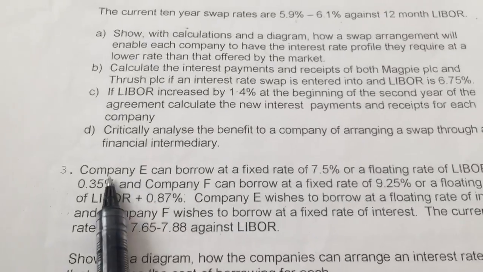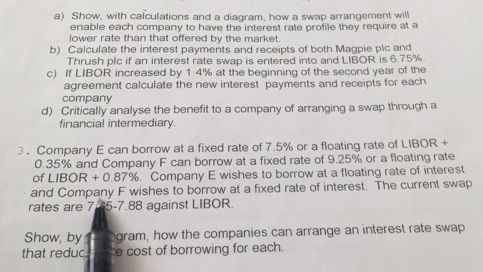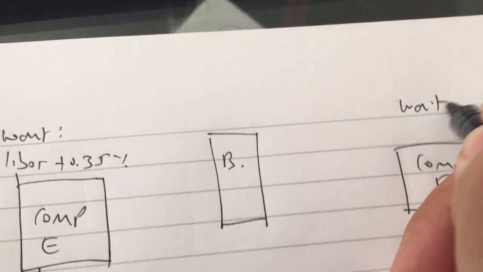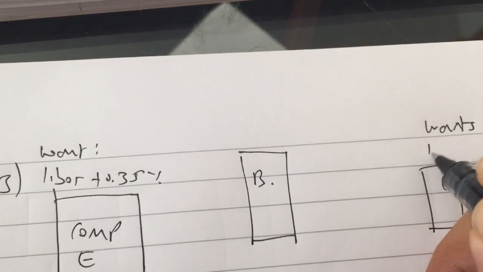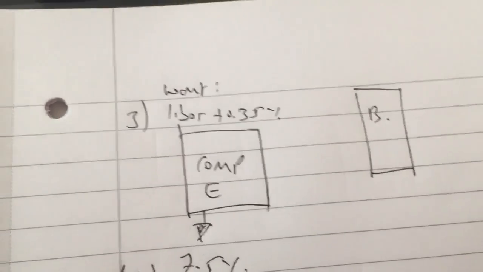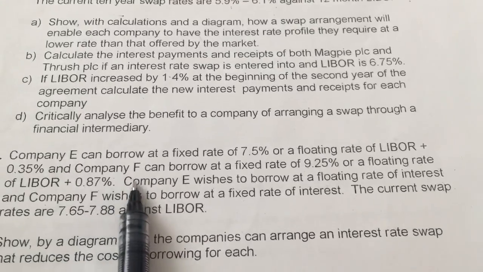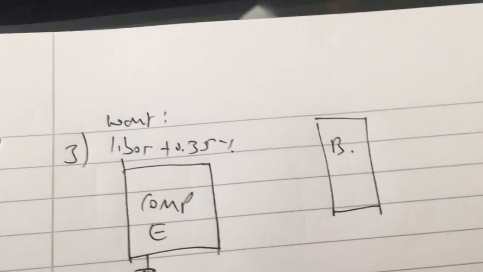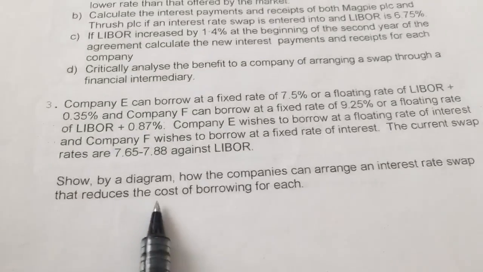Company F, what does company F want? Company F wishes to borrow fixed. Company F can borrow fixed at 9.25%, so they want fixed 9.25%. We're making company F borrow floating, and their floating rate is LIBOR plus 0.87%.